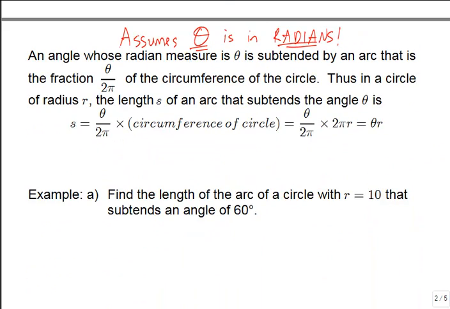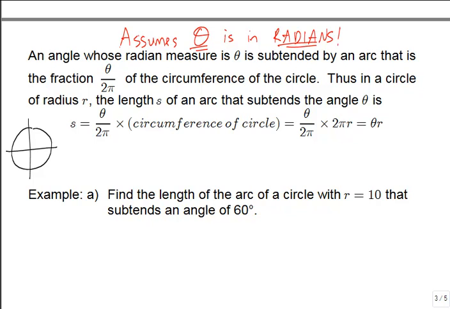Now next we're going to talk about a formula for the arc length of a circle. So if we have an angle whose radian measure is theta, and it's subtended by an arc that is the fraction theta over 2 pi of the circumference of the circle. Let's kind of draw a picture for what all that fancy talk is really trying to represent here. So let's draw a circle.